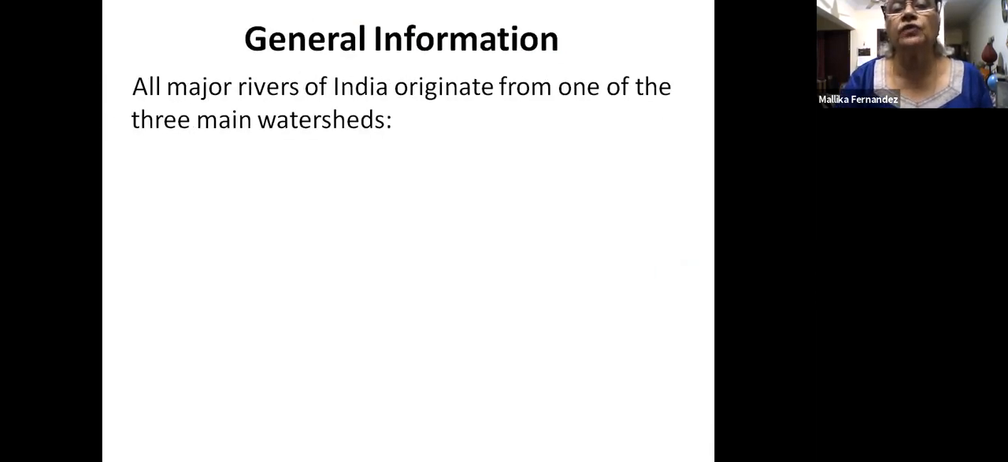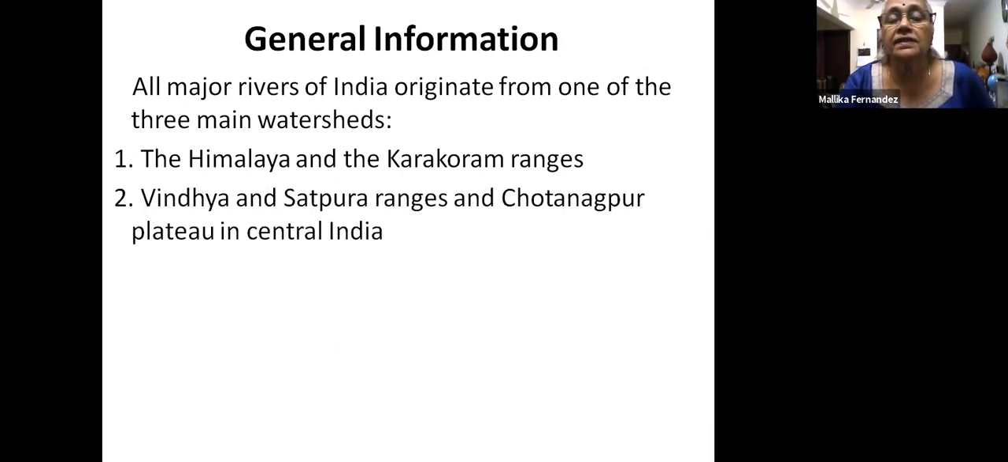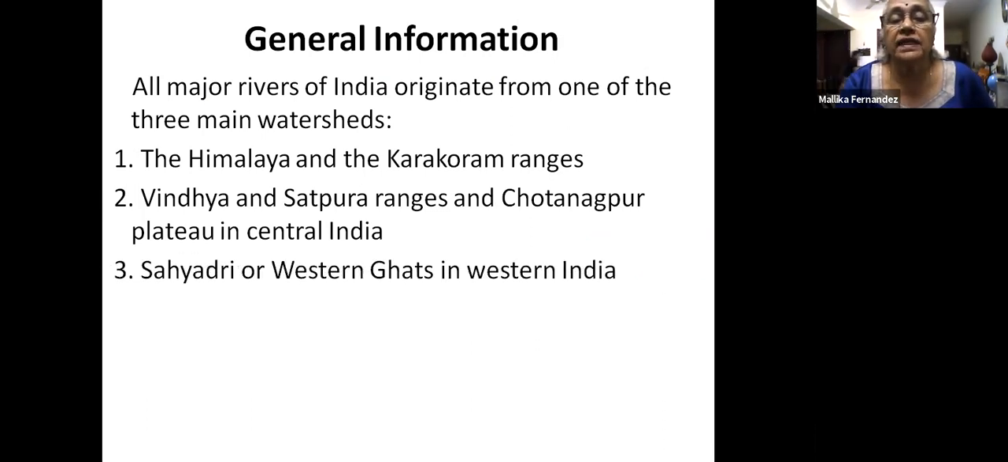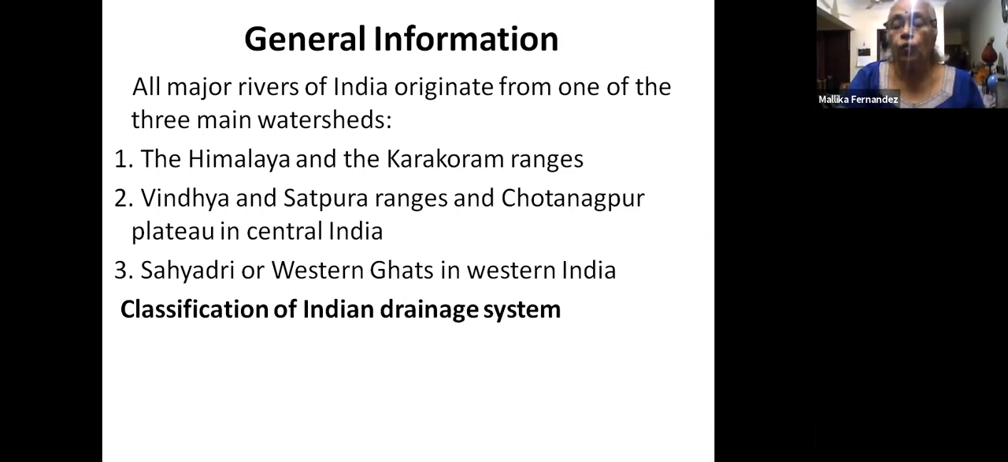So we actually need to look at the watershed. From where do all these rivers flow? So all these major rivers are flowing from three main watersheds. What is a watershed? A watershed is a highland from where rivers have their source, where the rivers begin to flow. Okay. So the first one is the Himalayas and the Karakoram range. The second is the Vindhyas, Satpura Ranges and the Chotanagpur Plateau. The third is Sahyadri and the Western Ghats, which is in Western India. Okay. And therefore, these are the three watershed regions.